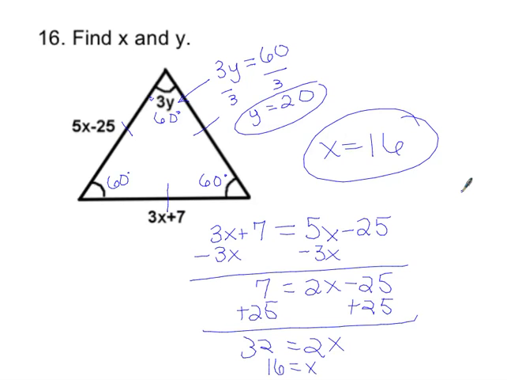Plug it in to each one of these, and you should get the same answer. 3 times 16 is 48, plus 7 more gives you 55 for this side up here. 5 times 16 is 80, take away 25 is 55. So you get 55 for both these sides.